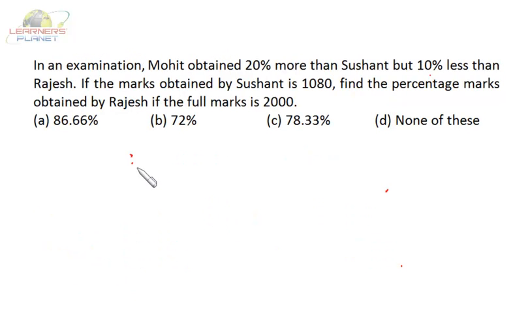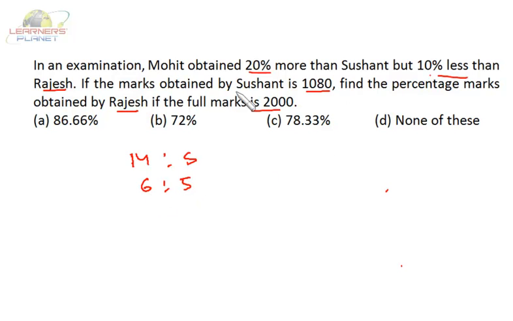Now let's see this problem. In an examination, Mohit obtained 20% more than Sushant, but 10% less than Rajesh. If marks obtained by Sushant is 1080, we have to find out the percentage marks obtained by Rajesh, and full marks is 2000. Now Mohit is getting 20% more than Sushant. That means Mohit is getting 120% of Sushant. That means Mohit is to Sushant is 6 is to 5, and 6 is to 5 is 120%.